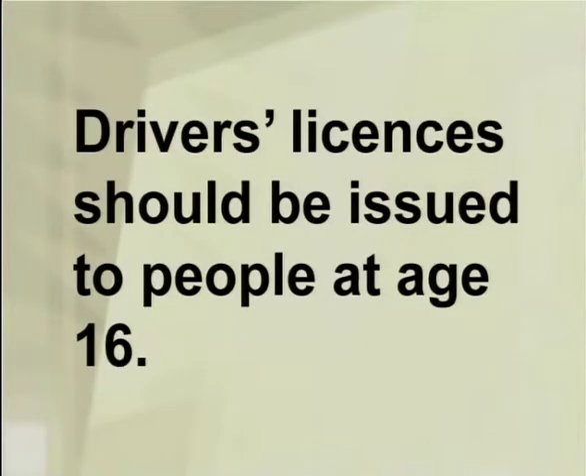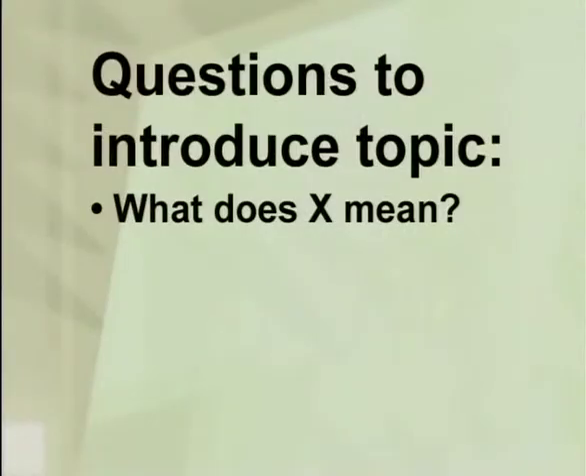I want us to do this together. Let's go through the process, choose a topic, and actually ask ourselves those questions. Driver's licenses should be issued to people at age 16. The first question we need to ask of our topic is, what does X mean? Well, it seems to imply that given that driver's licenses are issued to people who are 18 at the moment, the suggestion is that we should lower or heighten that age barrier.